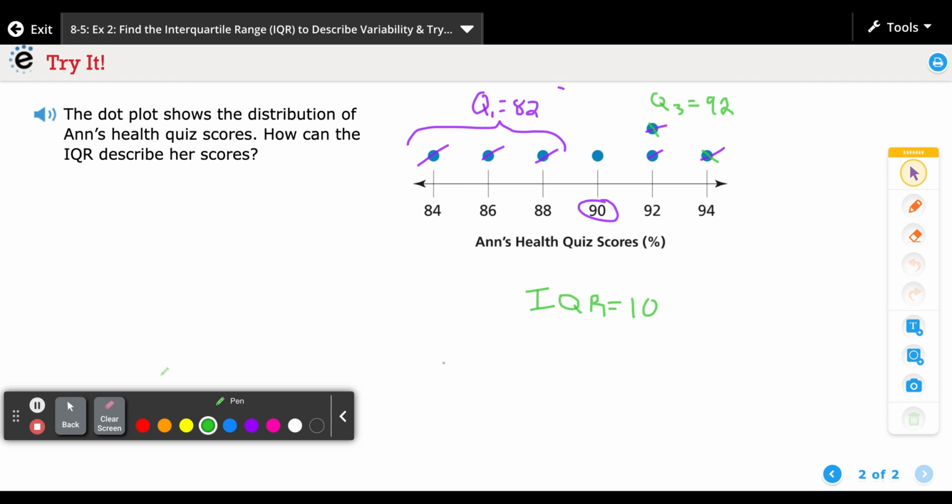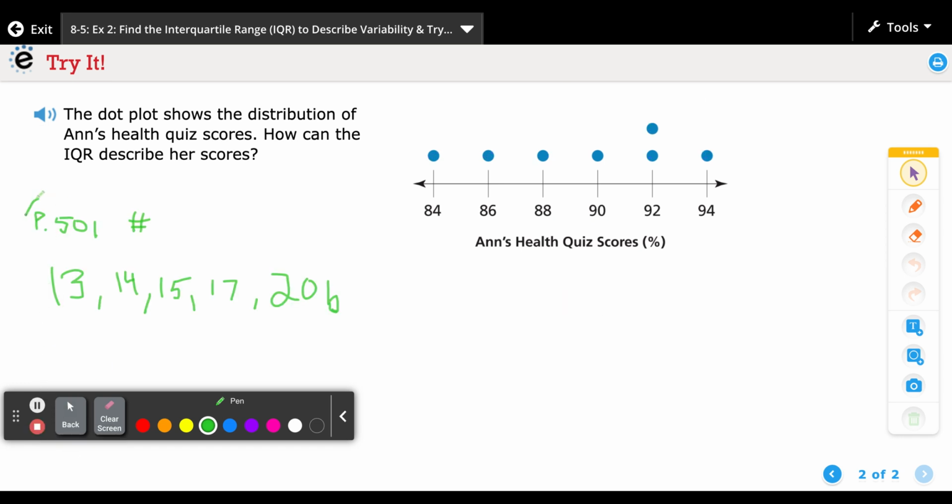All right, I will put the questions here that we would like you to answer for this section. On pages 501 and 502, we have questions 13, 14, 15, 17, and then 20, part B. If you recall from example 1, we did question number 20, part A. So this is the second part of question 20. Any questions, make sure you raise your hand, and we'll be glad to help.